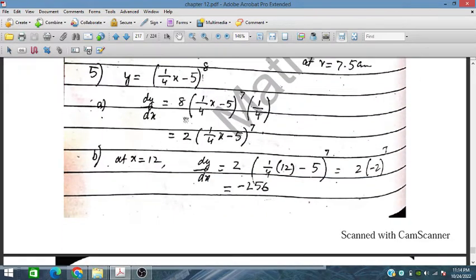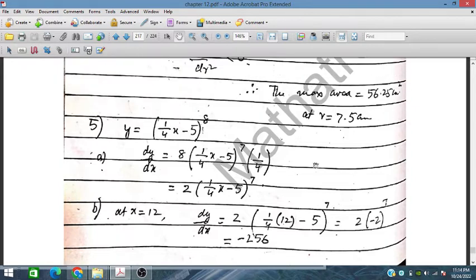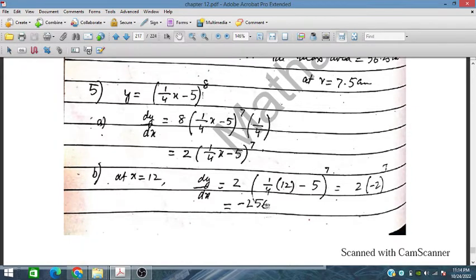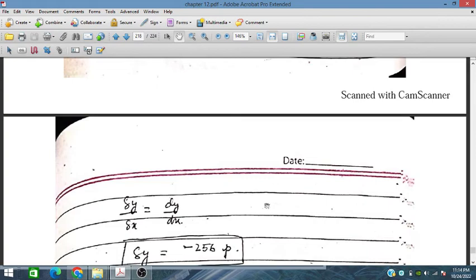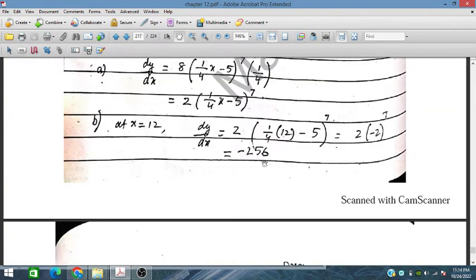We have y is equal to 1 over (4x minus 5) to the power 8, and dy by dx is given as 8 times this to the power 7, 1 over (4x minus 5), and then this value, so this 1 over 4 is here. So this becomes 2 over (x minus 5) to the power 7, and at x is equal to 12, dy by dx is equal to minus 256. So this is given.